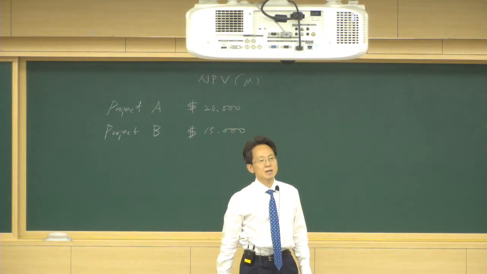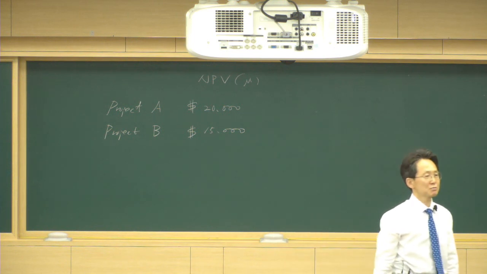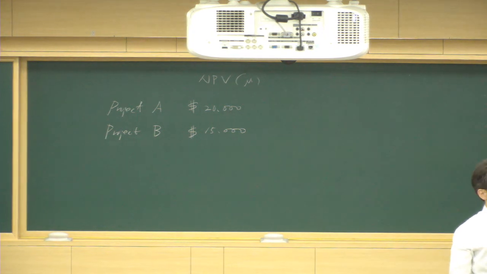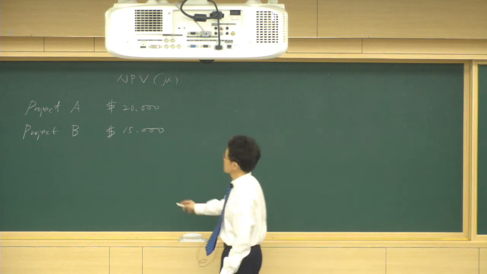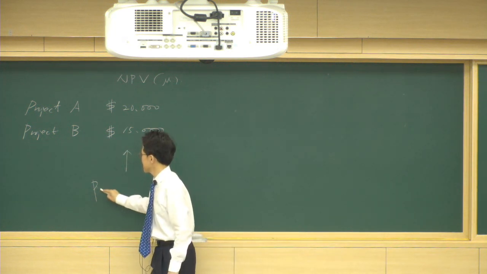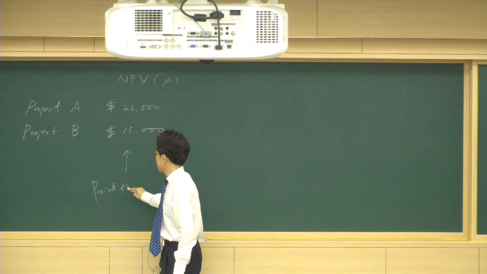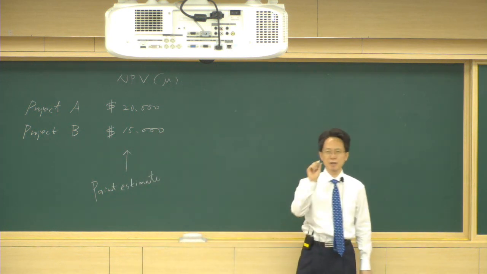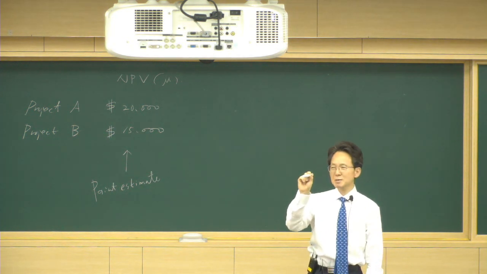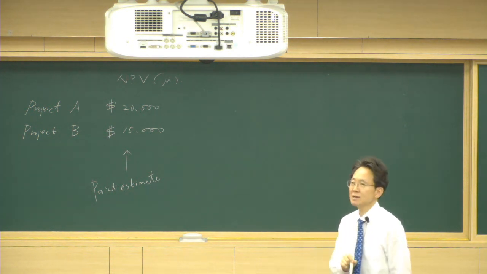If that is the case, which project you want to choose? Jiwoon, which project you want to choose? A. Why? Okay, NPV is bigger, right? The NPV for A is bigger than B, so that's the so-called point estimate. Point estimate. In other words, we estimate something at a particular value, NPV.